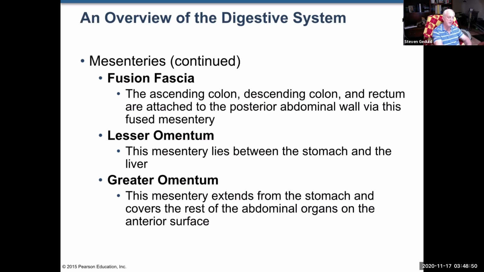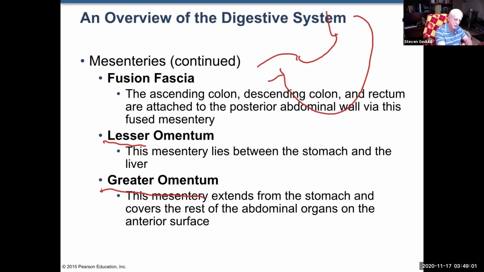And they have two types of omentum. And these are attached to your stomach, okay? Remember, the stomach sits like this as it comes down. This is your esophagus coming in, and then this goes into the duodenum, the small intestine. You have a small curvature here. You have a large curvature here. And that's where you get the names of the lesser and greater omentum.